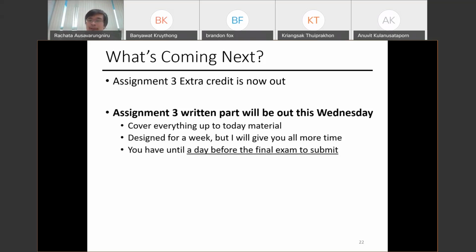The written part is designed to take only one week, so it should not burden you too much, and is a good material for your exam. It will cover everything up to today's material. It means that it might cover the before-midterm part. You have until a day before the final exam to submit this.